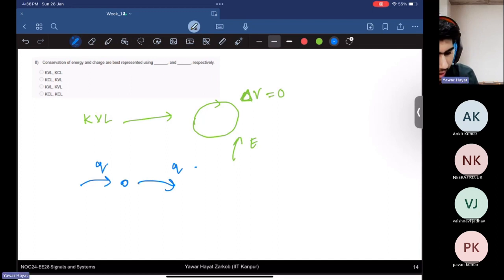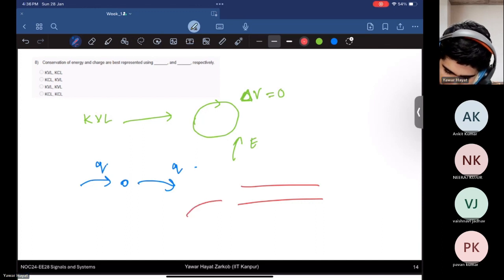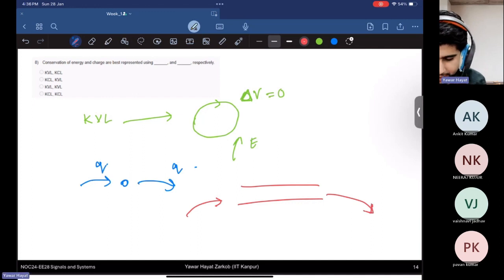Okay, you can think of KCL in terms of a water analogy as well. See, water, like charge, cannot be accumulated at a point in a pipe, right? Suppose I'm having a pipe, right? Water goes in, water goes out, right? It does not accumulate on its own. That is a rough analogy of KCL, or this conservation of charge.